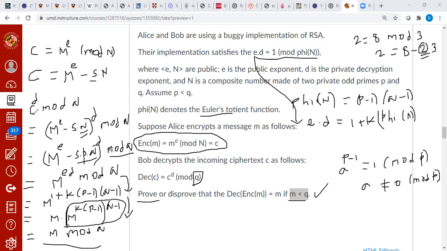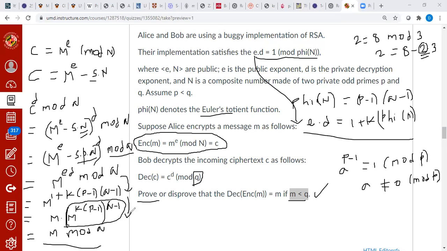And what Bob is going to do is he's taking c to the power d mod q. c can be replaced as (m to the power e minus s times n) to the power d mod q. And we know n is the same as p times q. So because of modular arithmetic, this term will get cancelled out. We are left with m to the power ed mod q. ed is the same as 1 plus k times (p minus 1)(q minus 1). I explained it here, because that's the definition of mod phi of n, and I'm splitting the exponents because of the exponent rule.